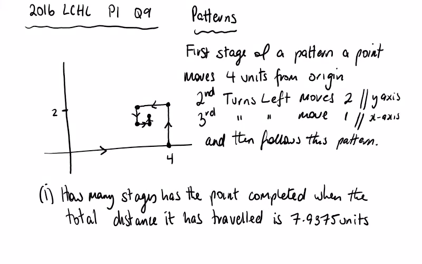2016 Leaving Cert Higher Level Paper 1 Question 9 is a patterns question. You're given this diagram. First stage of a pattern, a point moves from the origin parallel to the x-axis a distance 4. Then it turns left each time, moves up half the distance, 2, parallel to the y-axis. Turns left, moves half the distance, 1, parallel to the x-axis. Turns left, moves half the distance, which will be a half parallel to the y-axis, then a quarter, then an eighth, and so on. So after how many stages has the point completed when the total distance is 7.9375 units?